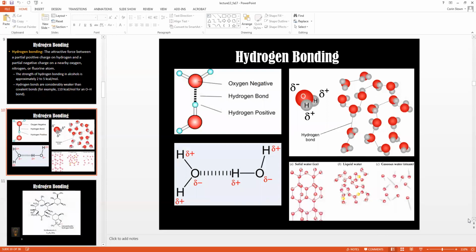We see here several different representations of hydrogen bonding. Notice, right, one of these shows the partial charges. Another actually shows the hydrogen bonds in space. And we can actually see the way that hydrogen bonds start to affect the actual physical state of a compound like water.